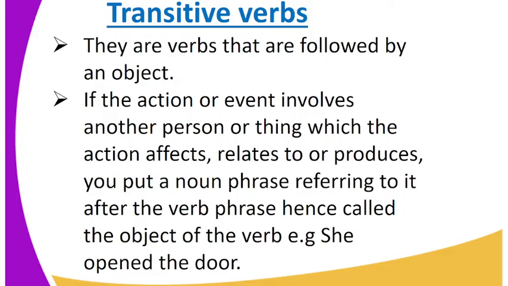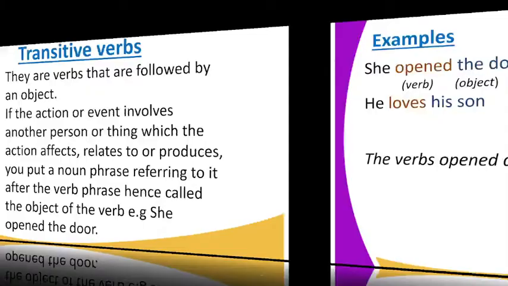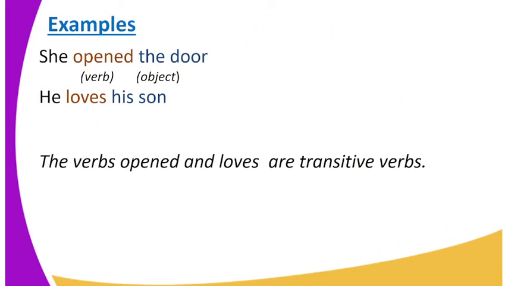For example, she opened the door. You can see after the word opened, which is our verb, we have the door. The door is the one that the action is referring to. What was opened was the door. So that is our object. And so we have said transitive verbs are verbs that are followed by an object. So open is a transitive verb.